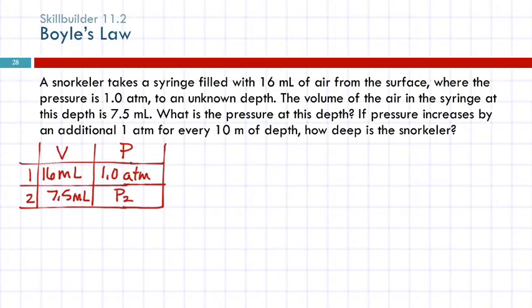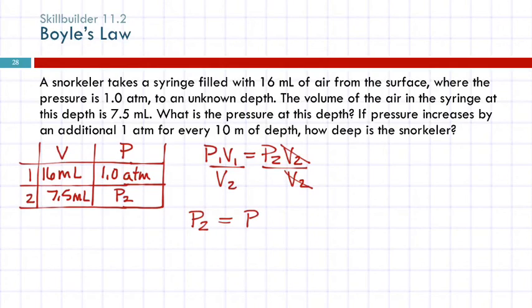Let's answer this first question first. So we have volume and pressure, and so we're going to use Boyle's Law. P1 V1 equals P2 V2. Here we're solving for P2. So I want to get rid of V2. I'm going to divide by that, so those cancel out. I also have to divide the other side. So pressure 2 is equal to pressure 1 times volume 1 divided by volume 2.